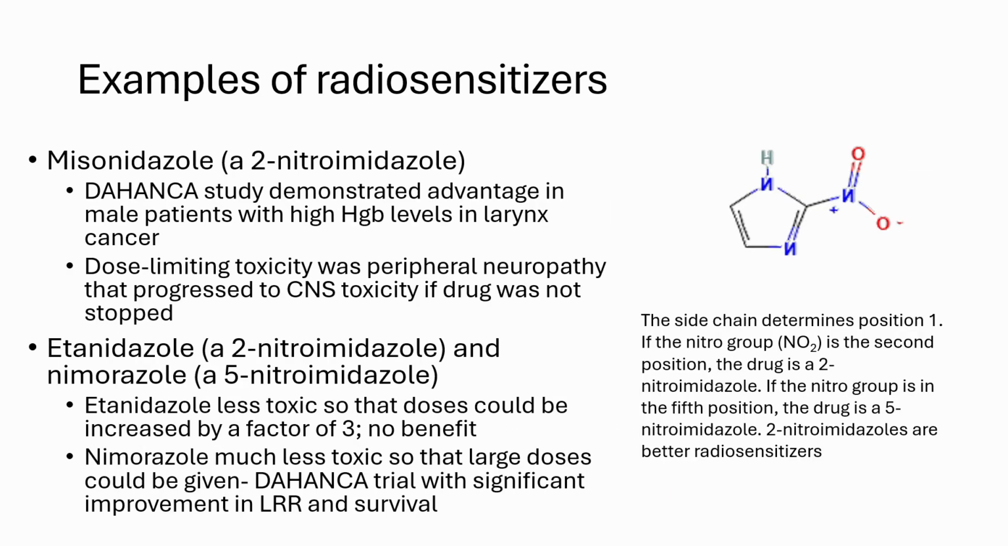Here are some examples of radiosensitizers. So interestingly, we found that one of the first radiosensitizers was actually Flagyl or metronidazole. And so metronidazole is a nitroimidazole, okay? And so we had further development of other nitroimidazoles from metronidazole or Flagyl. So the first of these is misonidazole, and this is a 2-nitroimidazole. So just giving you a little bit of biochemistry here. So the side chain determines position 1.